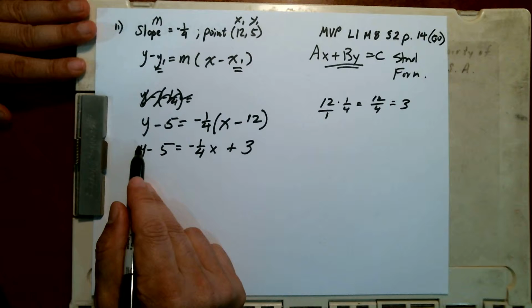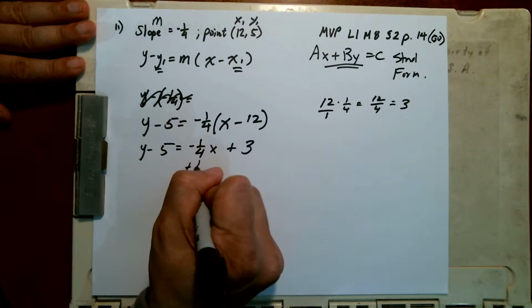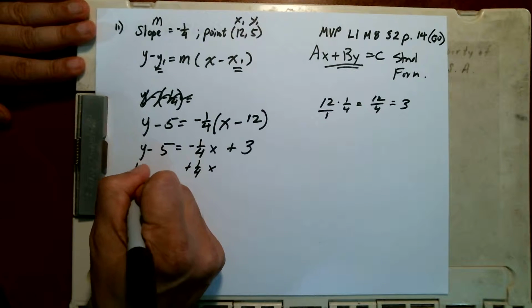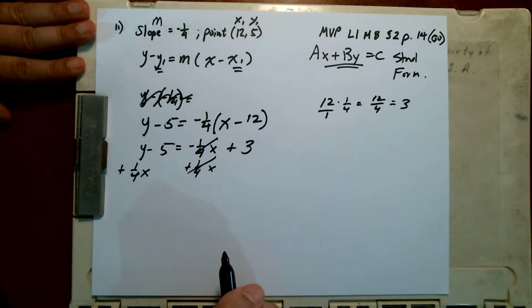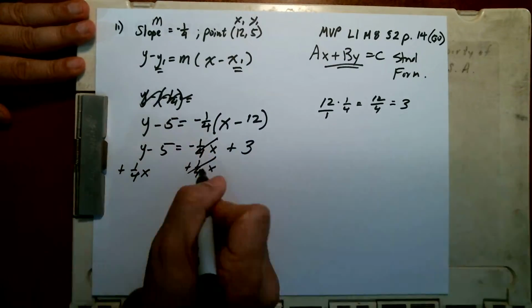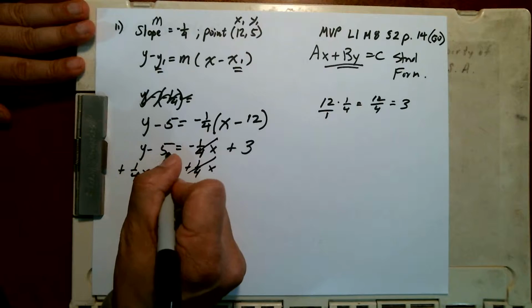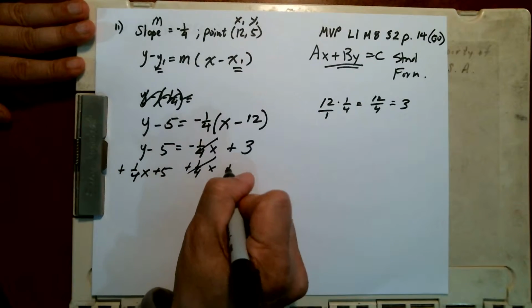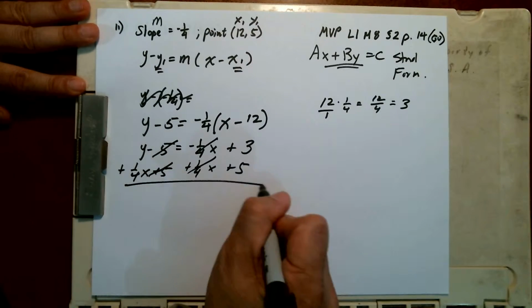You have to move this guy to the left side. You have to move this guy to the right side. I'm going to add 1/4 x to the left side. Cancel those out. Okay, guys? Good, those are very interesting. And since it's -5, you're going to add 5 to both sides. Cancel those out. That's a good habit to have, okay?